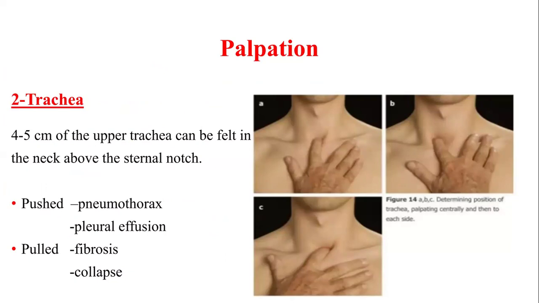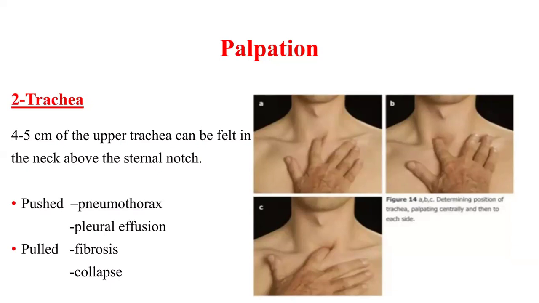Palpation has to be done in the chest, starting with palpating the trachea. About 4 to 5 centimeters of the trachea can be felt in the neck, just above the sternal notch. You can feel at least within 4 to 5 centimeters of it within that notch.